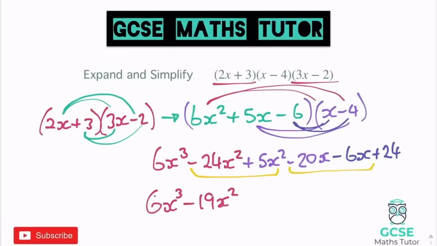Negative 20 take away 6 is negative 26, so negative 26x. And then plus 24 at the end. And there's how to do that one.